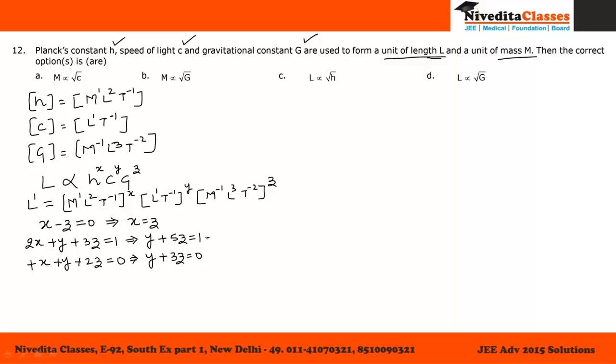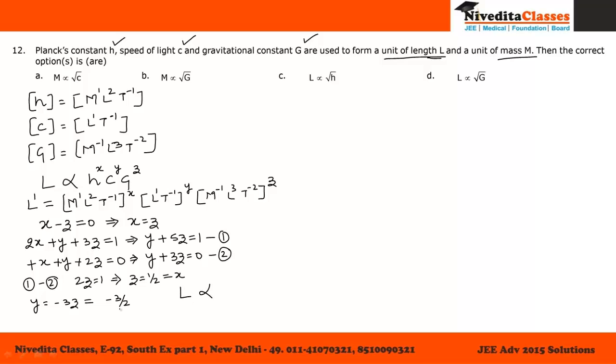So let's say this is equation 1, this is equation 2. If I subtract equation 2 from equation 1, I will get 2z is equal to 1, and this gives me z is equal to half, and the same value will be for x because x is equal to z. Now using equation 2, I know that y is equal to minus 3z, so this is minus 3 by 2.